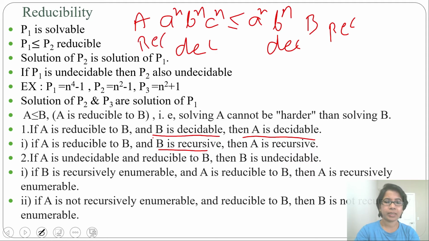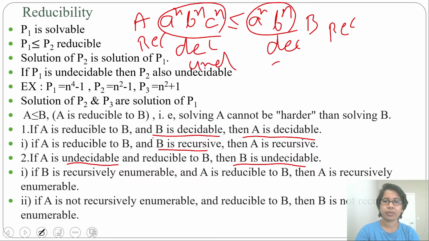Then the second rule is: if A is undecidable and reduced to B, then B is also undecidable. This means for this, if there is no algorithm, then for this also there is no algorithm. If this is undecidable, then this is also undecidable. Or you can say if this is a recursive enumerable language A power n, B power n, then A power n, B power n, C power n is also a recursive enumerable language. Or you can say if this is not a recursive enumerable language, then this is also not a recursive enumerable language.